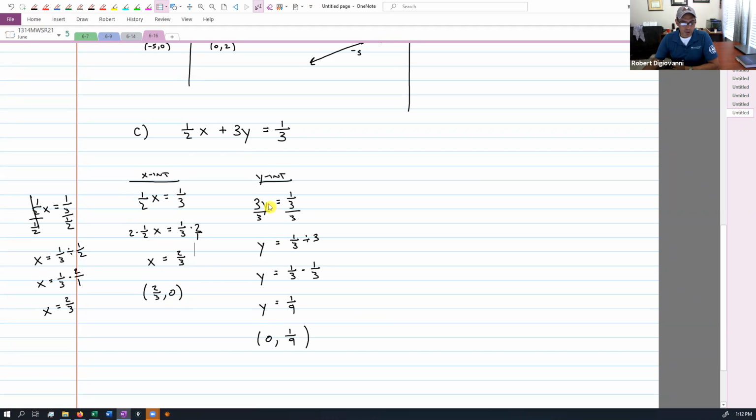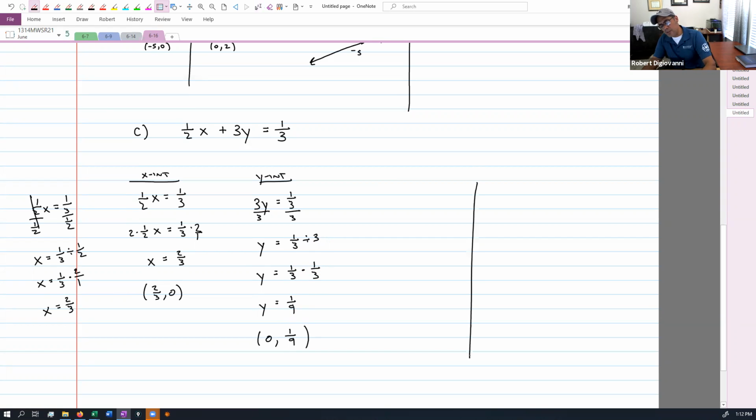Y-intercept, there's a similar issue. Let x be 0, you get 3y equals a third. I divided both sides by 3. And then I rewrote 1/3 divided by 3 like this, then keep, dot, flip. And that multiplies straight across to be 1/9.